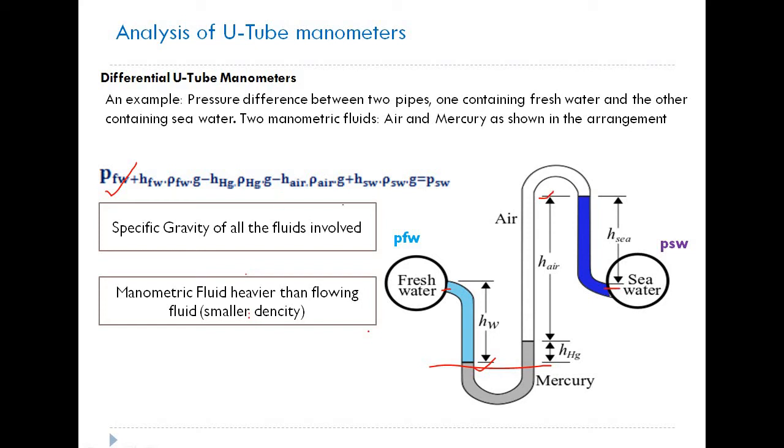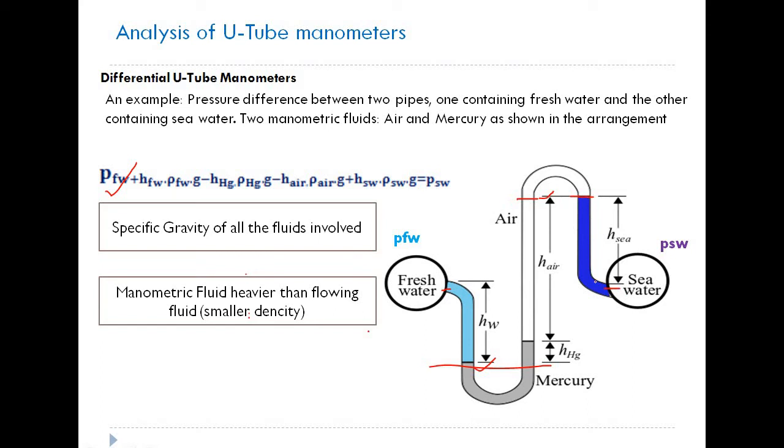Again, minus h_air rho_air into g, because as we move up, pressure reduces. As we move down, pressure increases. So that is the pressure acting at this location, same as the pressure acting at this location, because same horizontal level and same fluid.